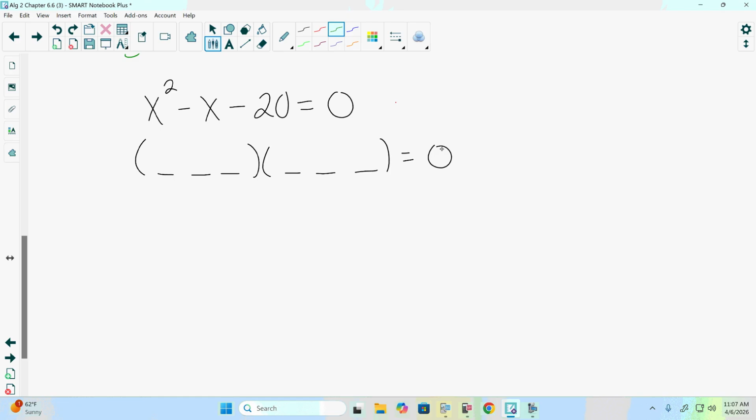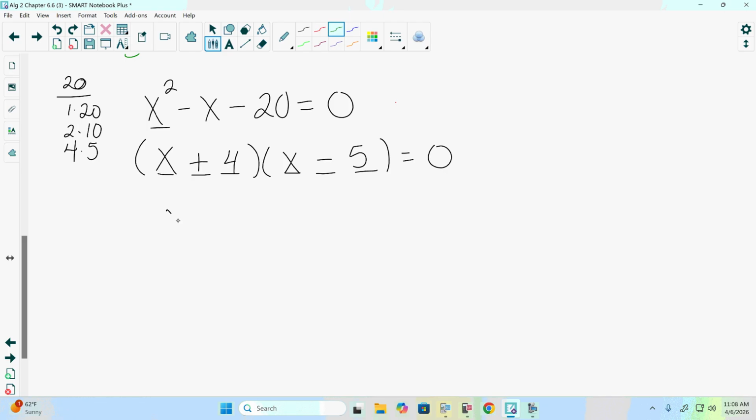If we factor, we'd have 2 sets of parentheses with 3 spaces. Since the third term is negative, our signs are opposite. Factors of the first term, factors of x squared would be x and x, only factors. Factors of 20 are 1 and 20, 2 and 10, 4 and 5. We'd want 4 and 5 because our middle term is -1. And I'm going to want that 5 to be negative because -5 plus 4 is indeed -1.